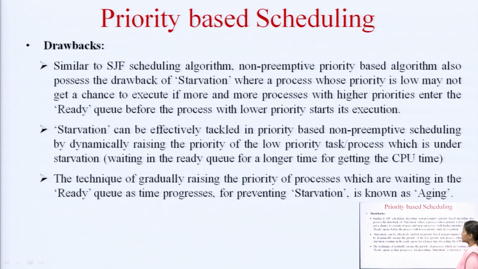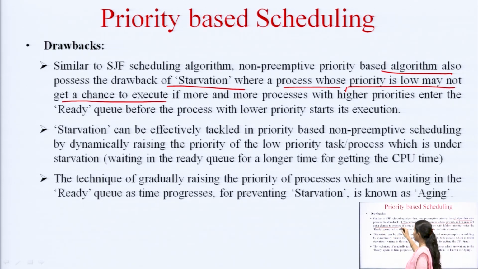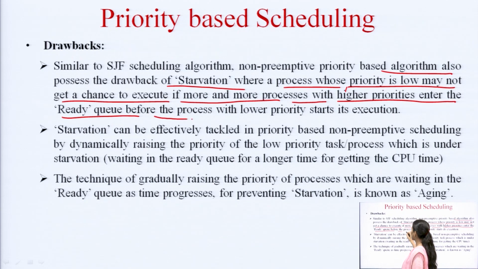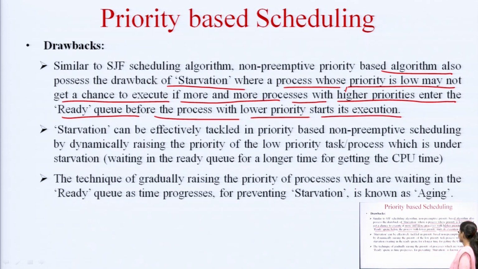The drawbacks are similar to the shortest job first scheduling algorithm. Non-preemptive priority based algorithm also possesses the drawback of starvation. What is this starvation? This is a scenario where a process whose priority is low may not get a chance to execute if more and more processes with higher priorities enter the ready queue before the process with the lower priority starts its execution. What is this scenario?